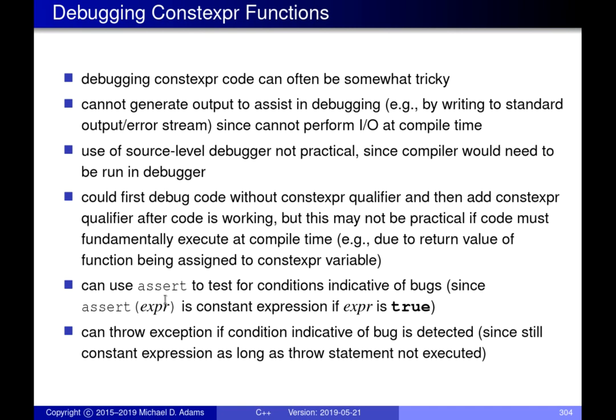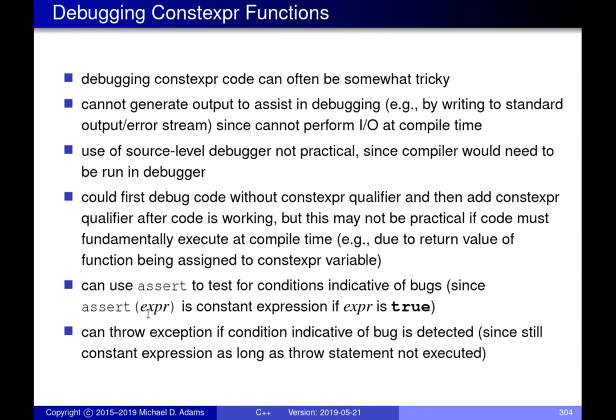Another approach is you can use assert. Assert is defined in a very particular way. It's defined such that if the expression in the assertion evaluates to true, then assert is a constant expression. In other words, it's legitimate to use at compile time, because the compiler knows it at compile time. However, if it evaluates to false, it's deemed not a constant expression. So your constexpr code immediately becomes invalid if you're trying to call assert with false, because you're trying to do something that's not constexpr inside a constexpr function.